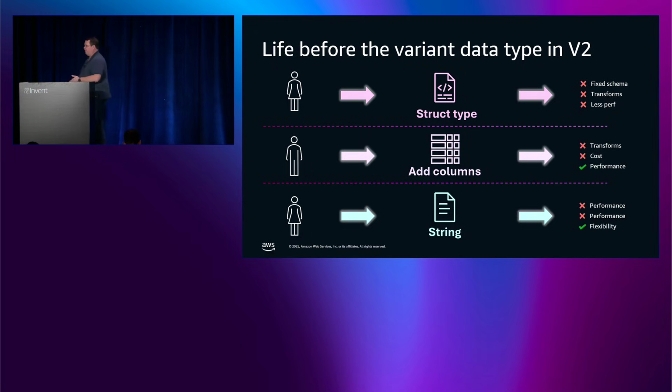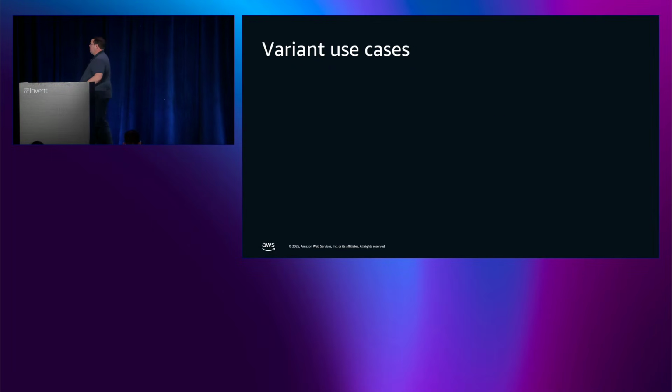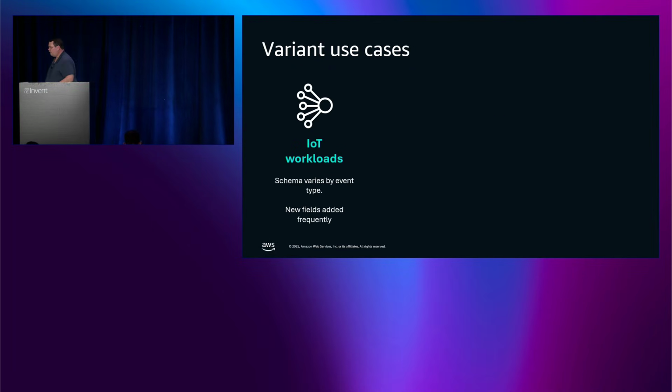This one gives you that flexible schema, but I do have performance listed on here twice because the penalty for this can be quite substantial. It really, really can. So that's what we see customers doing today. In terms of use cases, what we really see customers going after with Variant.